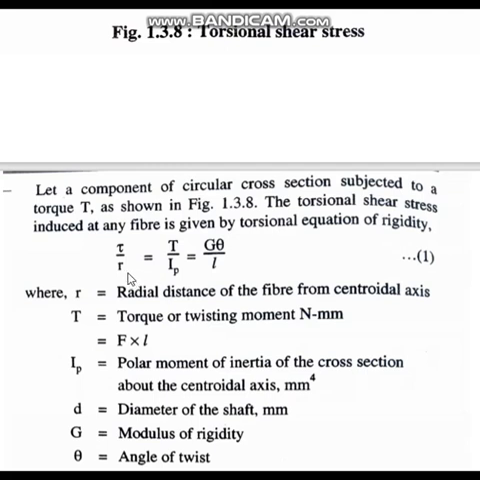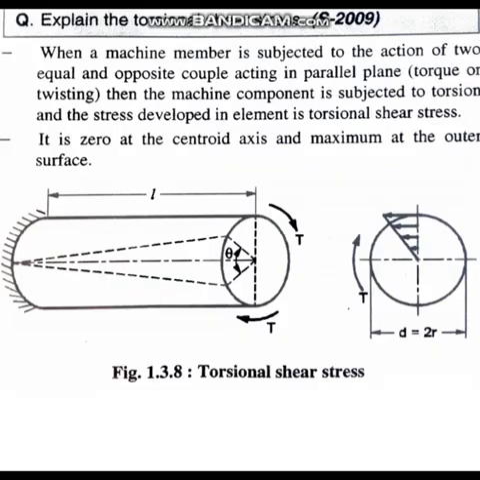What is r? R is the radial distance of the fiber from the neutral axis or the centroidal axis. So that is d by 2. You see here, what is r here? d is equal to 2r, so r is d by 2. Okay.